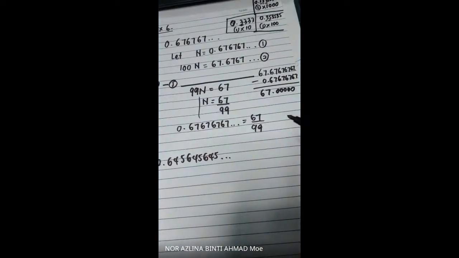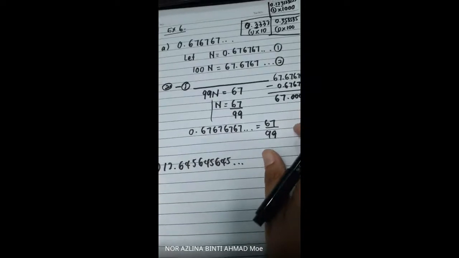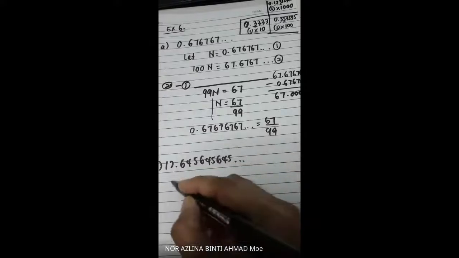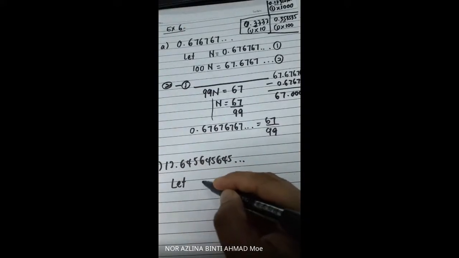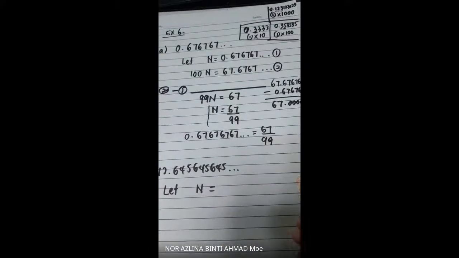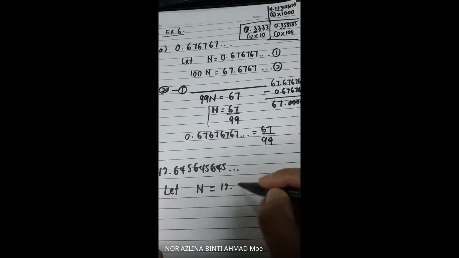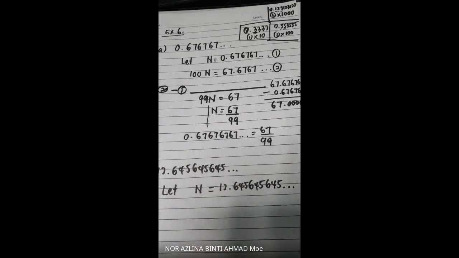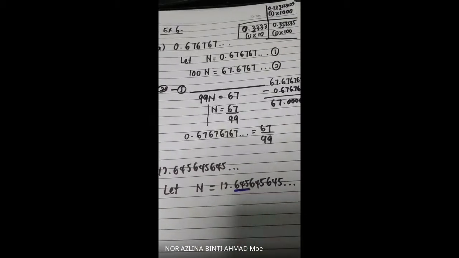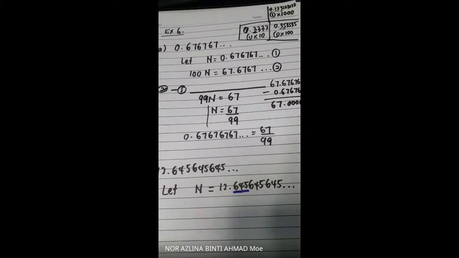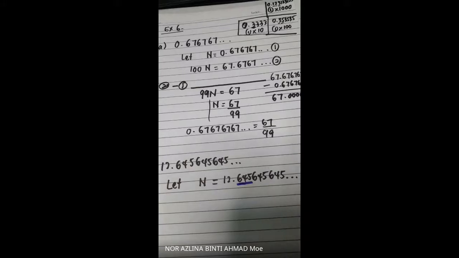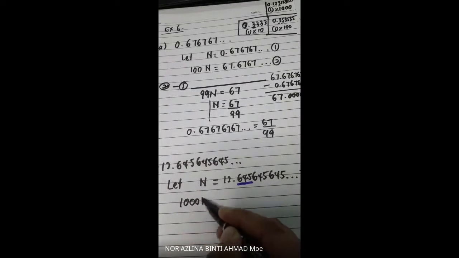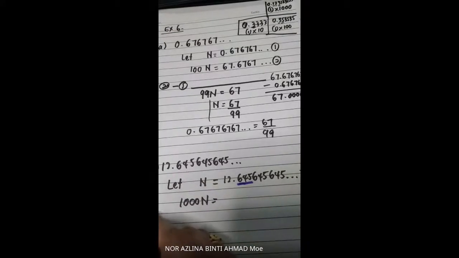12.645645... So how many numbers repeat in this recurring decimal? Anyone can give me the answer? 3 numbers. Yes, very good. 3 numbers: 6, 4, and 5. The repeated number is 3 numbers. So this is the first equation. So for the second equation, you need to multiply with 1000. So first equation, you multiply with 1000n.